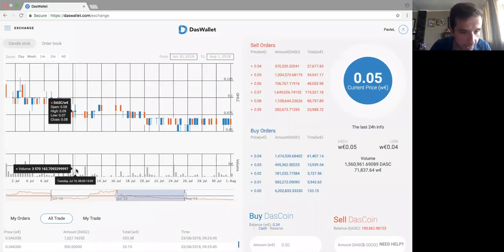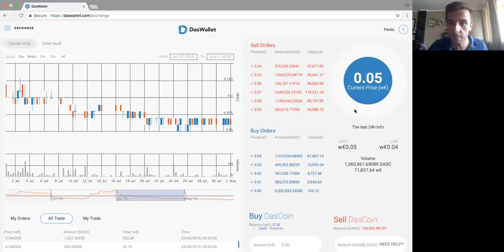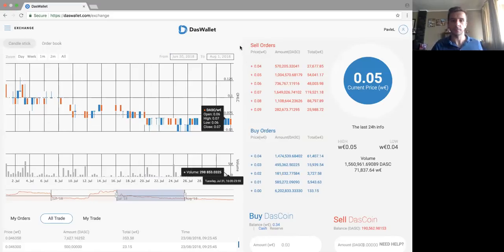So for example, at this moment, it says Tuesday, July 10th, volume is 3,570,162. And up there, you can see the values and trends at this point on July the 10th. So the opening was at 8 cents, the highest trade was at 9 cents, the lowest at 7, and the close value is the value you guys see in this blue circle on the upper right corner. And this is the way you basically see the tendencies.